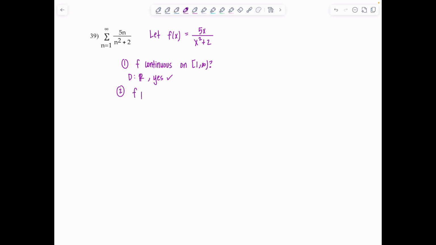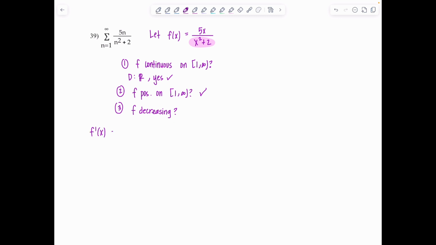2, is f positive on 1 to infinity? Well, look, the denominator is always positive, and then I'm only looking at the interval from 1 to infinity. So if I'm only plugging in values of x that are from 1 to infinity, of course that's positive. Yes. And then the third thing, is f decreasing? Ooh. This time I definitely need to take the derivative to take a closer look at what's going on. It's not obvious. So let's see.